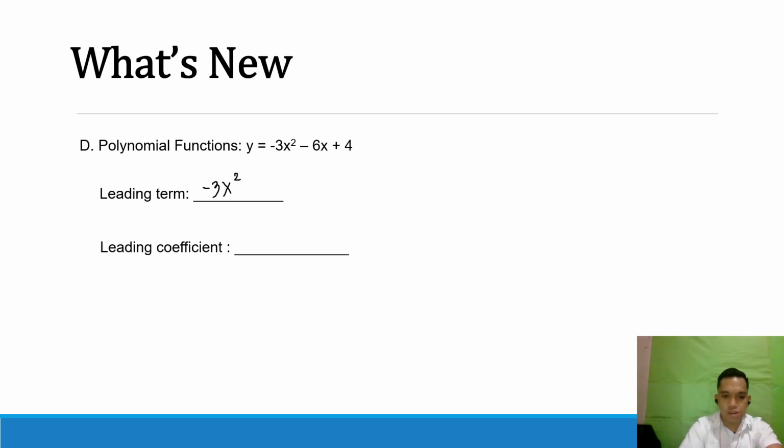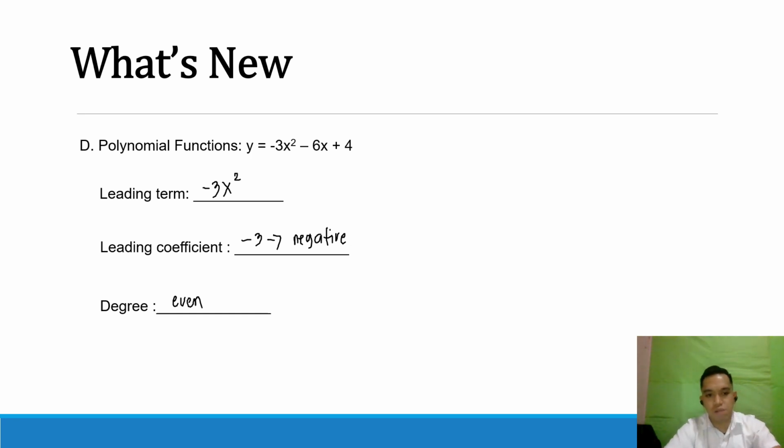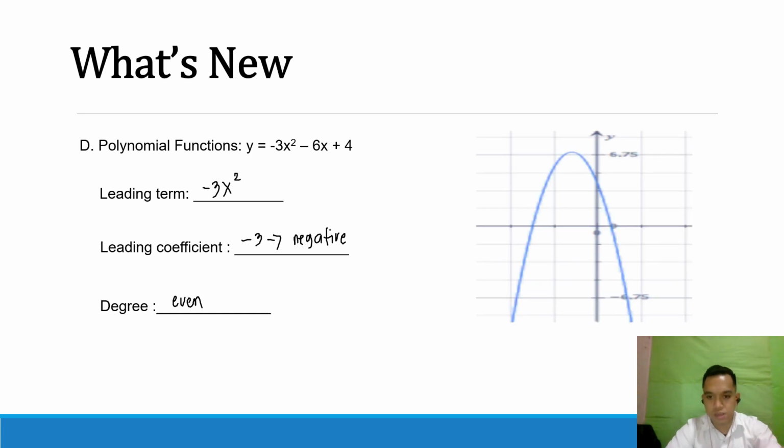Then the leading coefficient is negative 3. So that is negative. Then the degree is even. Okay, so therefore the graph of our polynomial function here looks like this.